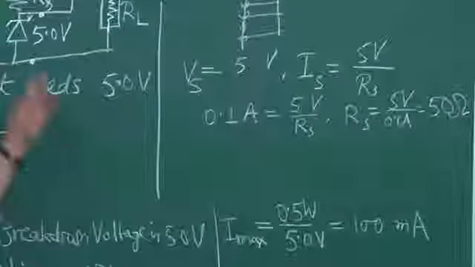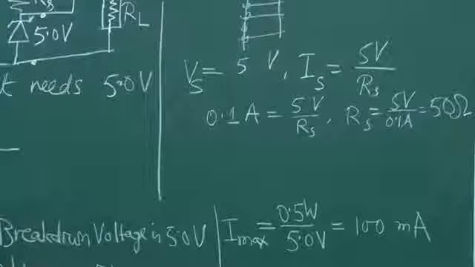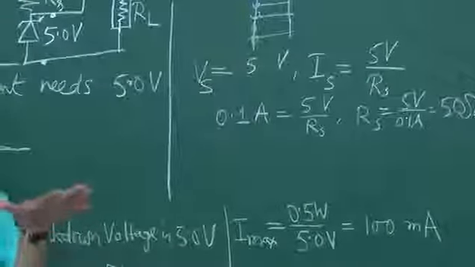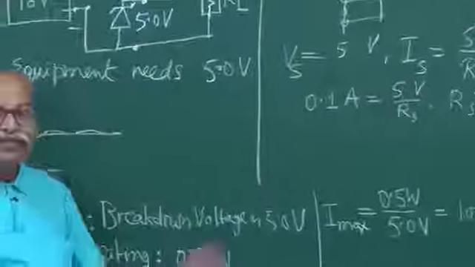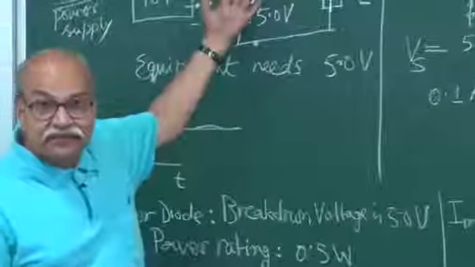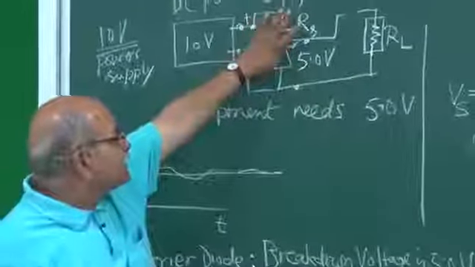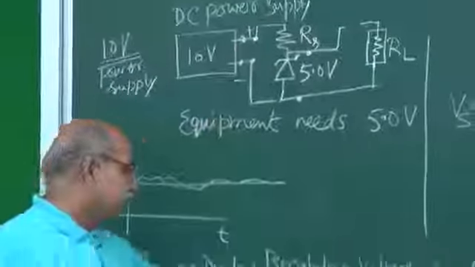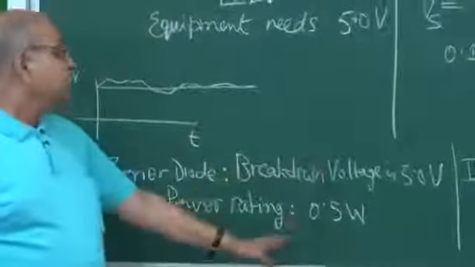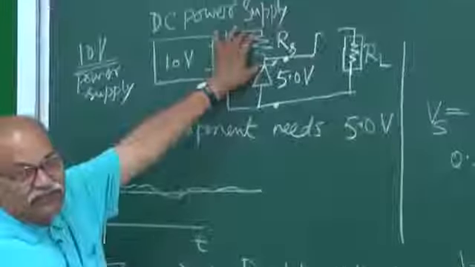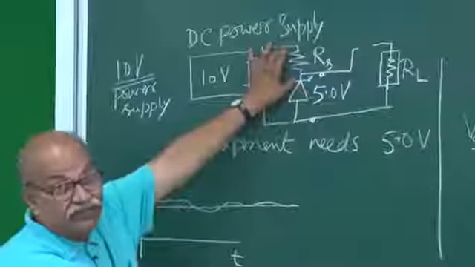So if you put 50 ohms, it will be 100 milliampere, and if you want to keep it below 100 milliampere, this RS should be more than 50 ohms. So for a circuit, if these are the ratings, then this RS should be more than 50 ohms.